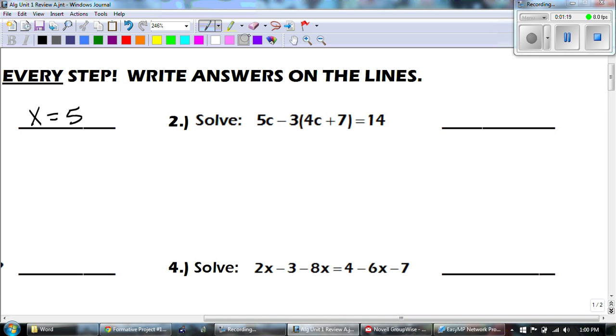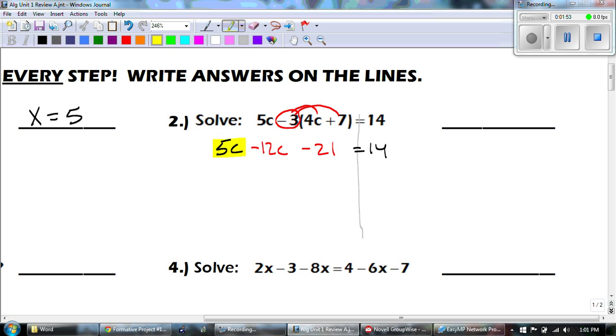Okay, number 2. So remember, the first thing that we do is when we see parentheses, we're like, oh, I gotta do parentheses first. Well, there's nothing inside the parentheses to do, but outside the parentheses, I sure do see a negative 3, and that means that I have to distribute. So negative 3 times 4 is a negative 12c. Negative 3 times 7 is negative 21.